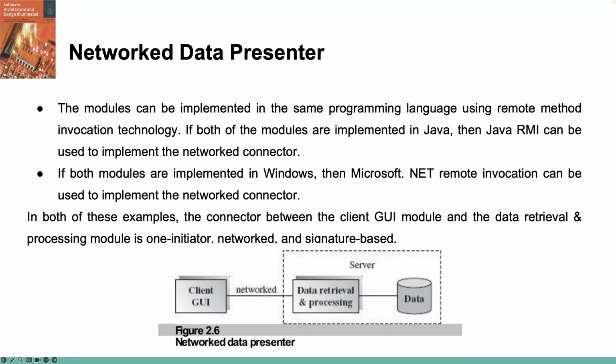To implement the networked connector between the client graphical user interface and data retrieval and processing module, we can use remote method invocation, or RMI, technology. If both modules are written in Java, we can use Java RMI. If they are in Windows, we can use Microsoft .NET remote invocation. In both cases, the connector is one-way initiated, meaning the client starts the communication. It's also networked and signature-based, ensuring the modules can communicate reliably over a network.